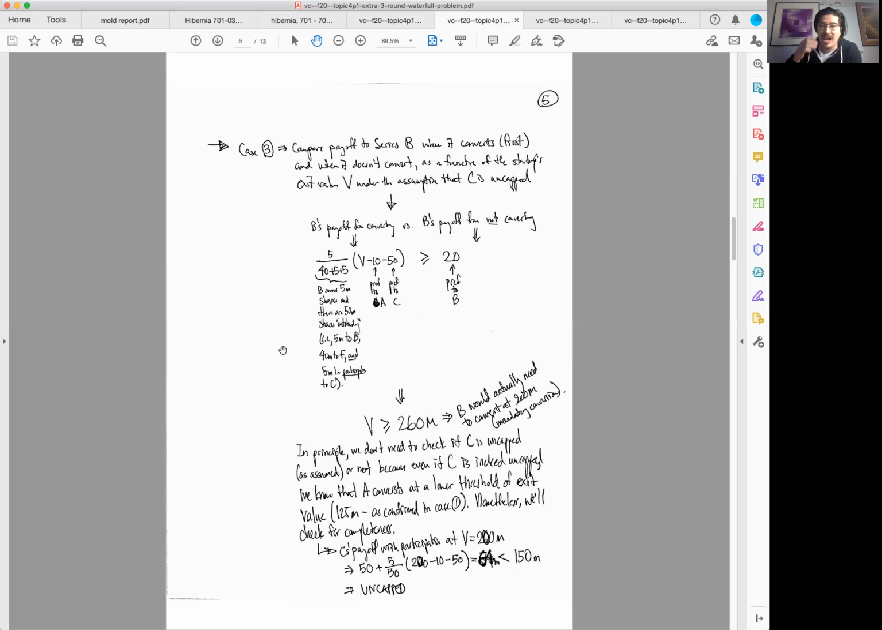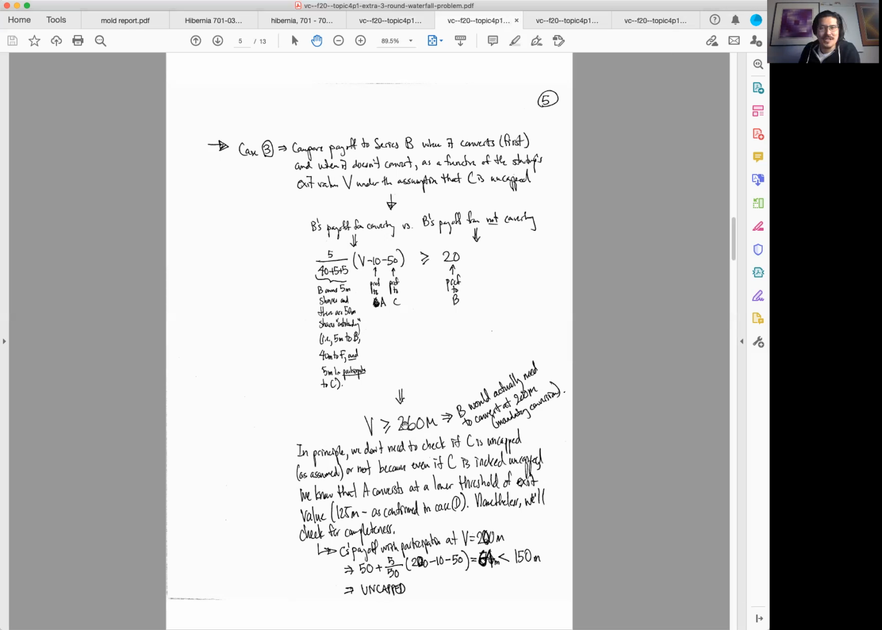So now let's go check, well, what if B goes first? If B goes first, then they get 5. If C is still uncapped, then C gets their 5, B gets their 5, and founders get their 40. That entitles them to that fraction of what? V minus the 10 that goes to A because A is not converted, and the 50 that goes to C because they get the preference and the participation. That has to be greater or equal to 20, which is the 20 that B is entitled to. You do the math, you get 260.